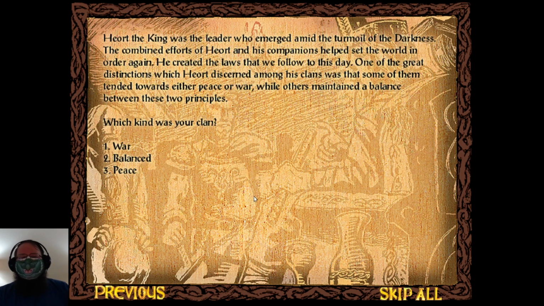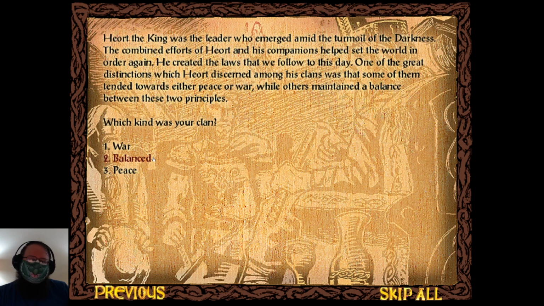Hjort, the king, was the leader who emerged amid the turmoil of darkness. The combined efforts of Hjort and his companions helped set the world in order again. He created the laws that we follow to this day. One of the great distinctions which Hjort discerned among his clans was that some of them tended towards either peace or war, while others maintained a balance between these two principles. Which kind was your clan?